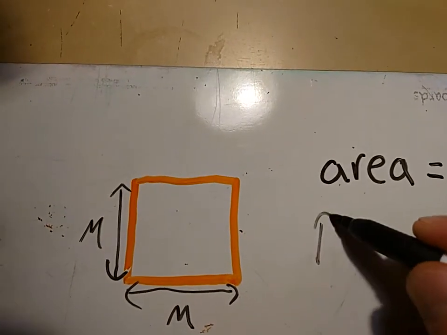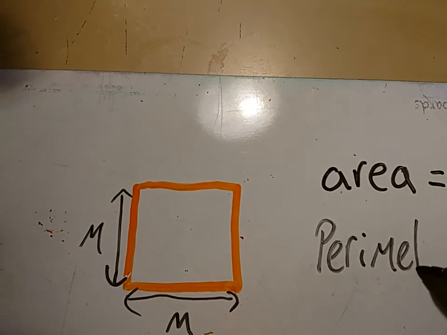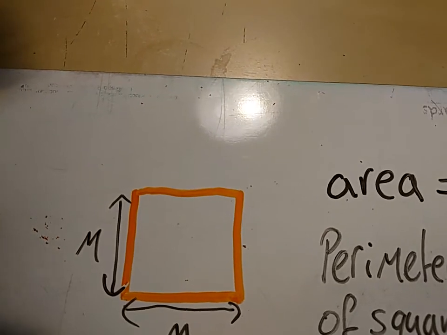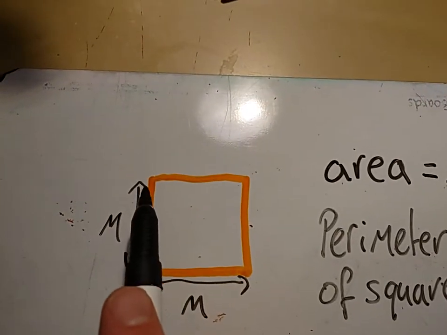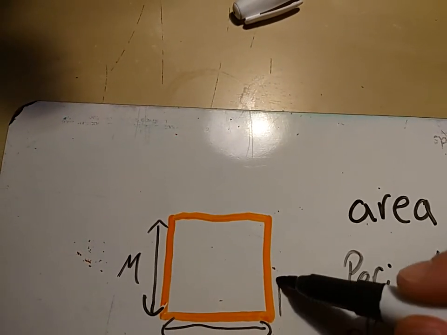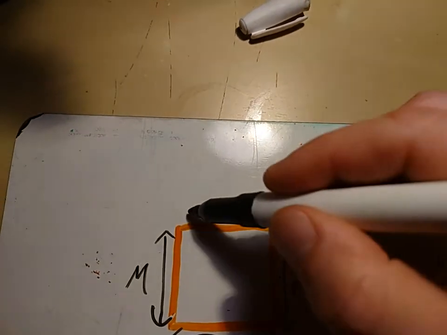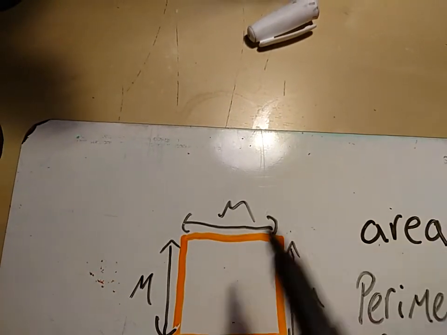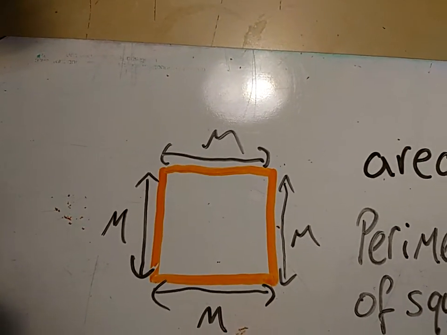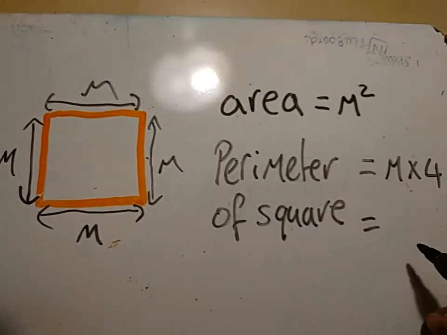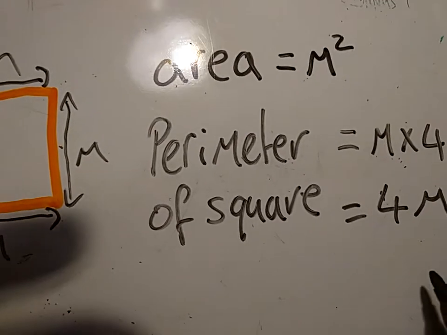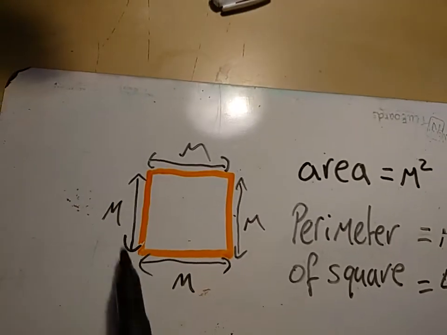Could we do the same with the perimeter? Perimeter of a square. Well, the perimeter is going to be m plus m plus m plus m. Remember, it's a square, so all the sides are the same. And there's always going to be 4 of them, isn't there? So the perimeter is going to be m times 4, which in algebra, we know now, we write just as 4m. There's 4 of them, 4 m's.